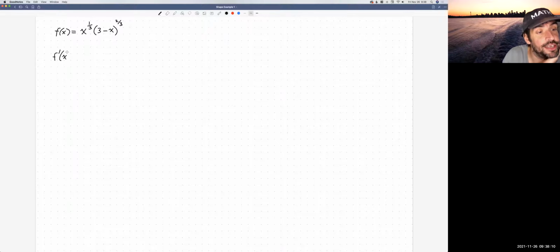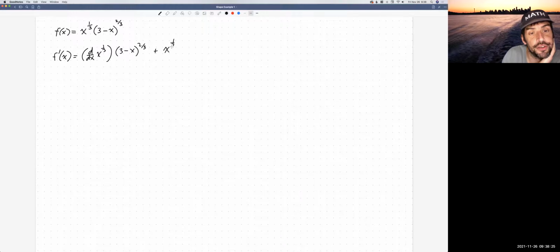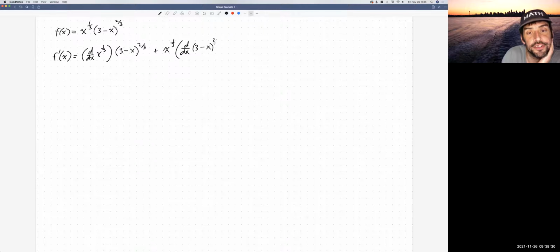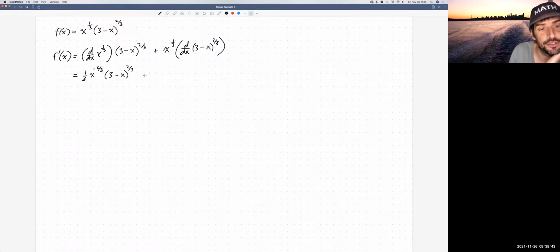All right, so it looks like we have a product rule. So we're going to need the derivative of x to the 1/3, leaving this function alone. And then, of course, we'll leave x to the 1/3 alone and take the derivative of 3 minus x to the 2/3. Okay, so x to the 1/3, we use our power rule, 1/3 comes down, we get x to the negative 2/3, and we've got this factor of 3 minus x to the 2/3 plus x to the 1/3.